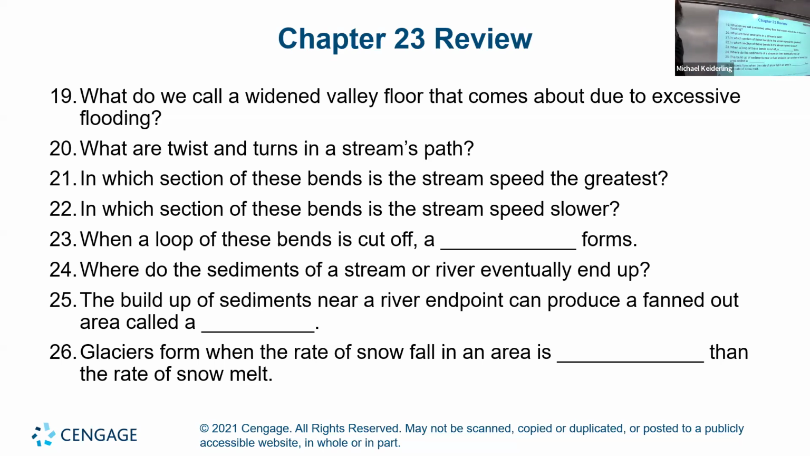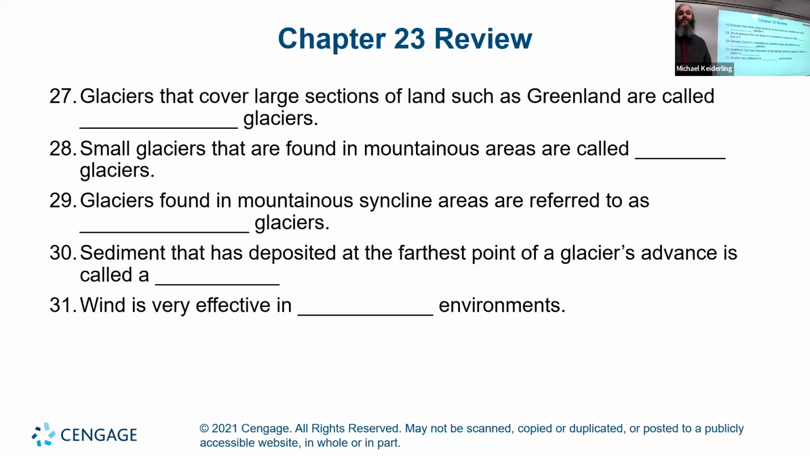Glaciers form when the rate of snowfall in an area is greater than the rate of snow melt. Glaciers that cover large sections of land, such as Greenland, are called continental glaciers or ice sheets. Small glaciers that are found in mountainous areas are called cirque glaciers, or the general term for mountain glaciers is alpine glaciers. You have cirque glaciers here.